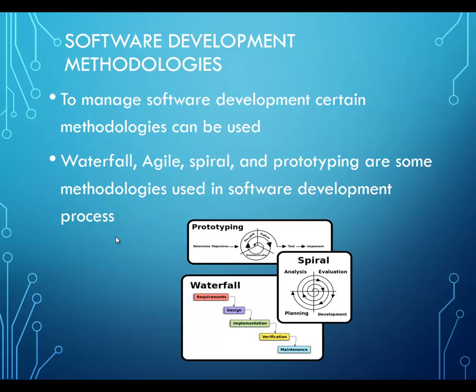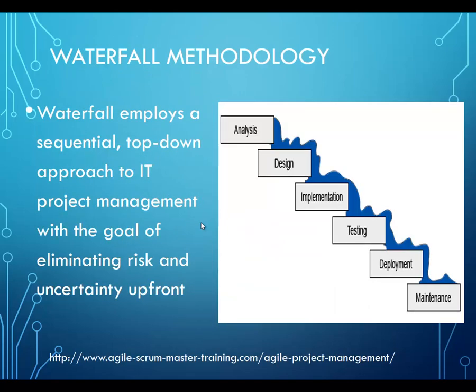To manage software development, certain methodologies can be used, such as waterfall, agile, spiral, and prototyping. The waterfall methodology employs a sequential top-down approach to IT project management with the goal of eliminating risk and uncertainty upfront. You should not be able to move to the next phase until you deal with the problems and uncertainties in the previous stage.